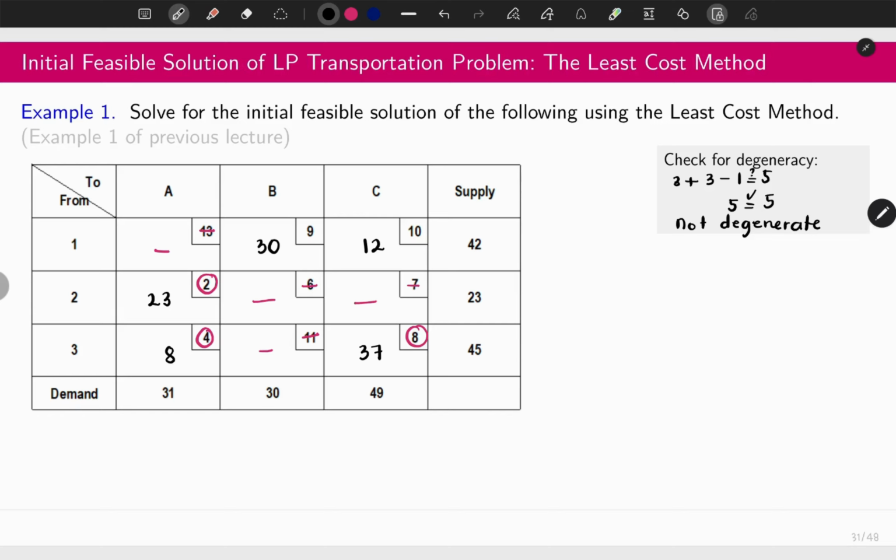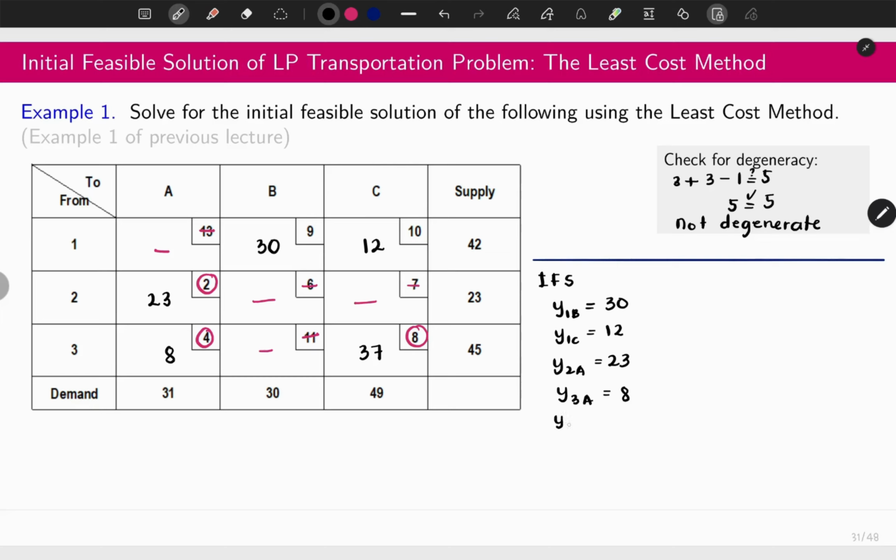Next, let us state the IFS, the initial feasible solution. How many will be transported from source 1 to destination B? So let's write those. Let's use y because that is the variable used in the LP model. Y1B is 30, Y1C is 12. Next, Y2A is 23. And then Y3A is 8. And Y3C is 37. Don't forget to get the total. So the total supply and total demand is 110. So take note, this is a balanced problem.